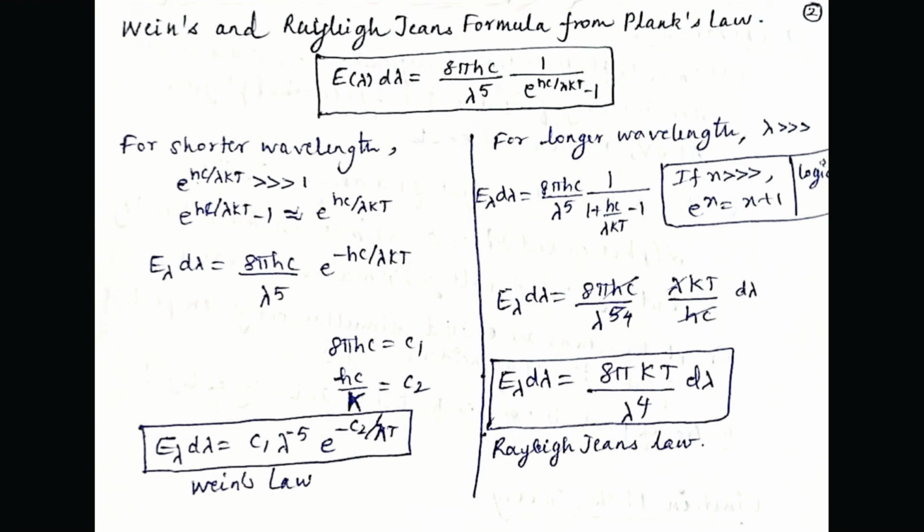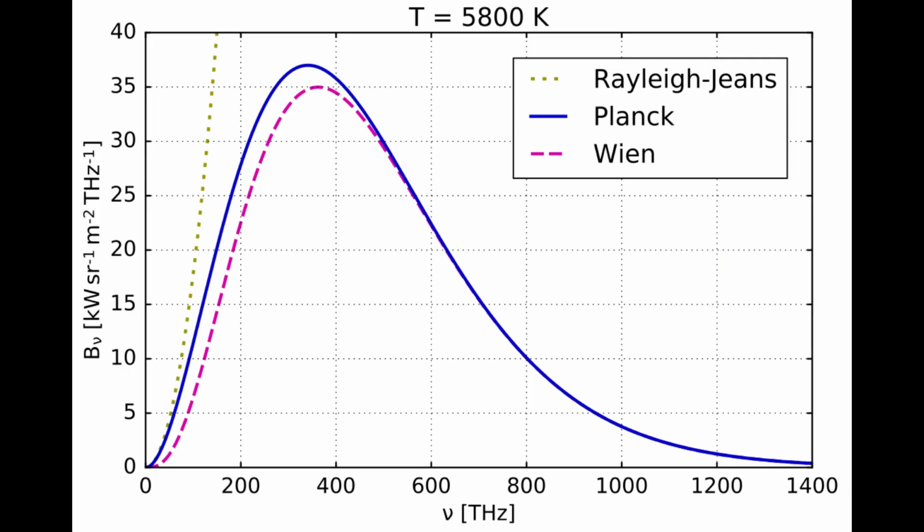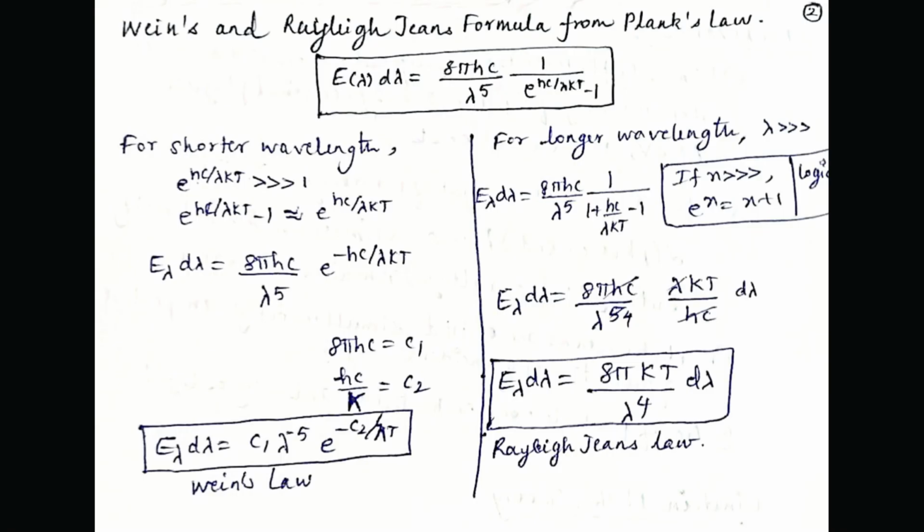In shorter wavelength, e power hc by lambda kt will be much greater than 1, obviously, because if lambda's value is much lesser, the e power hc by lambda kt value will be much greater than 1. So e power hc by lambda kt minus 1 will be neglected, so it will be equal to e power hc by lambda kt. So we get Wein's law by substituting C1 is equal to 8 pi hc and C2 is equal to hc by k. We have already seen Wein's law states that E lambda d lambda is equal to C1 into lambda power minus 5 into e power minus C2 by lambda T d lambda.